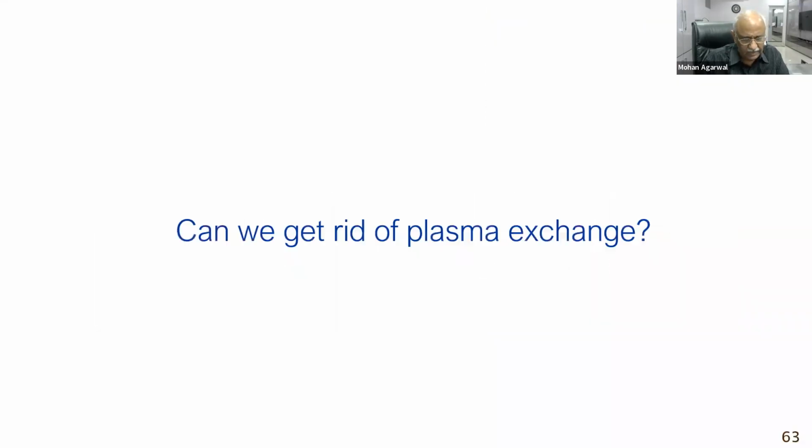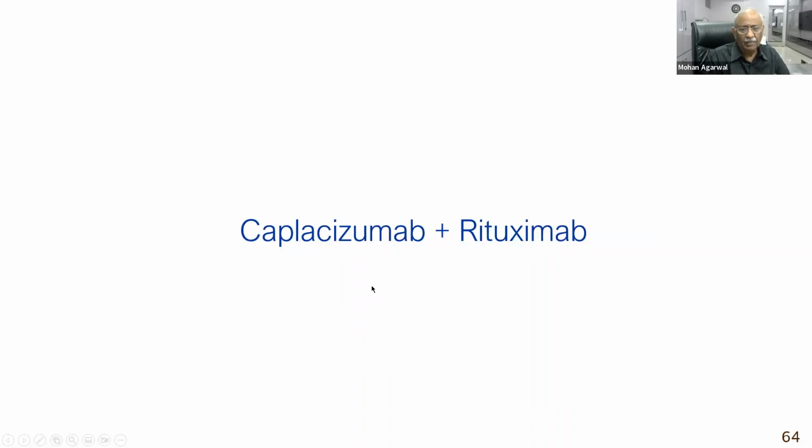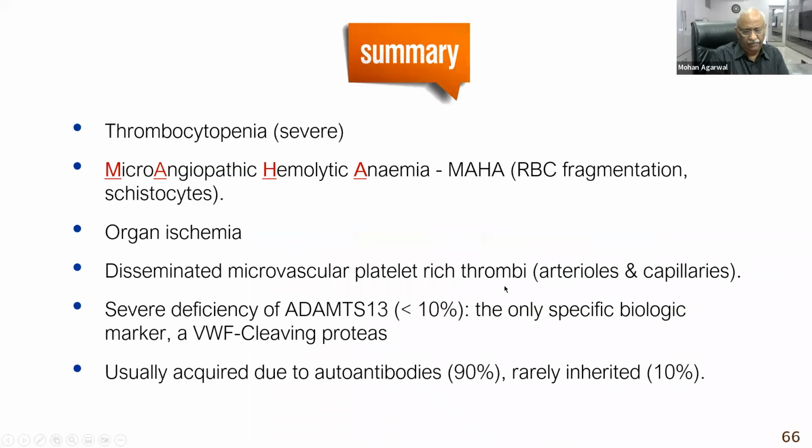What's the future of this entity? Future is that probably the cumbersome plasma exchange to remove the von Willebrand large molecules and to supply the ADAMTS may be got rid of by giving caplacizumab and rituximab. Rituximab as an immunomodulator to prevent the formation of antibody, and capla to prevent the von Willebrand factor from acting. These two combinations may be that you don't need plasma exchange. This is under research. So the learning point of my talk today, I'll summarize in 2 slides.